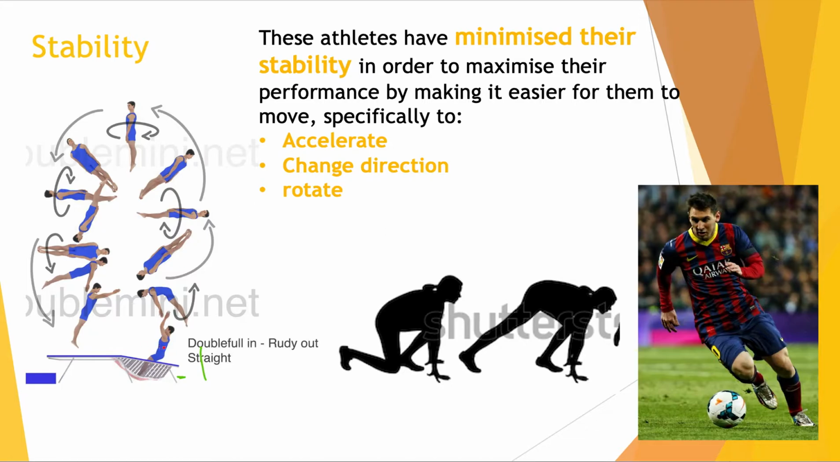So in this example, the performer has minimised their stability by moving their centre of mass outside of their base of support and therefore decreasing their stability. This runner has raised their centre of mass. It was here, now it's up here, to decrease their stability, making it easier for them to accelerate when the gun goes. This performer has leant over to the side, moving their line of gravity outside of their base of support and therefore minimising their stability, making it easier for them to change direction.